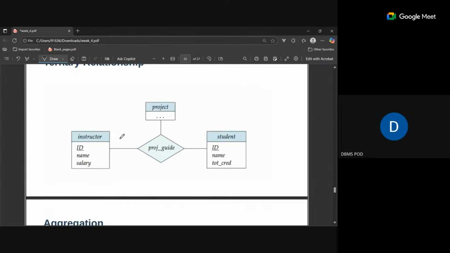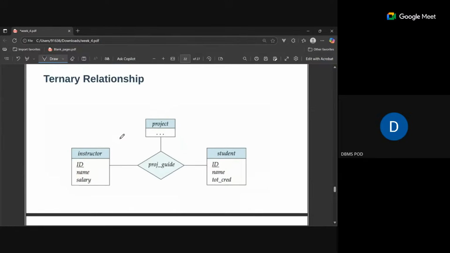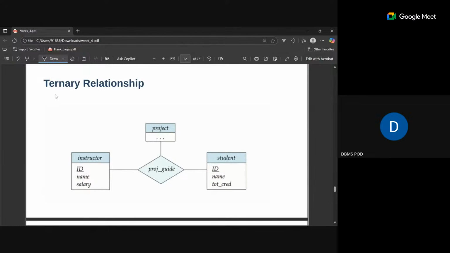Okay. Then move to the ternary relationship. This ternary relationship is something newly coming, right? Three tables will have a relationship together. That is why we call it a ternary relationship. So far, we have discussed only two tables, so it has one to many, many to many, many to one. When it comes to three tables, we call that a ternary relationship.